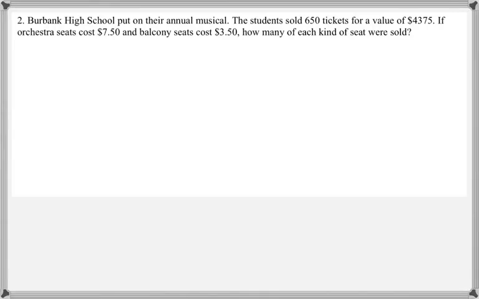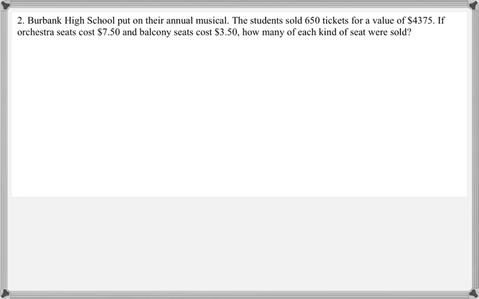Number 2 says, Burbank High School put on their annual musical. The students sold 650 tickets for a value of $4,375. If orchestra seats cost $750 and balcony seats cost $350, how many of each kind of seat were sold?